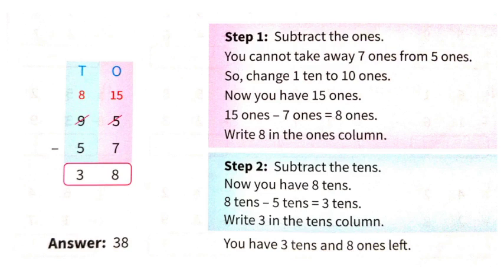In the second step, subtract the tens. The number 9 had given 1 ten to the number 5. So it is left with 8 tens. 8 tens minus 5 tens equals 3 tens. Write 3 in the tens column. You have 3 tens and 8 ones left. So the answer is 38.